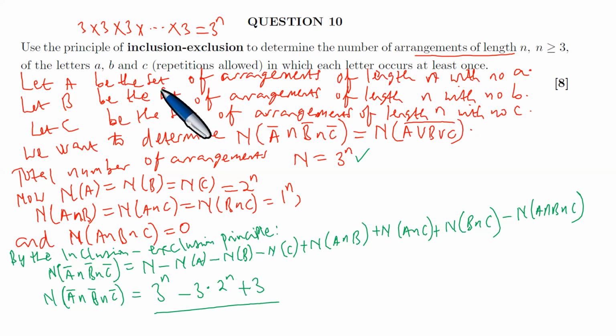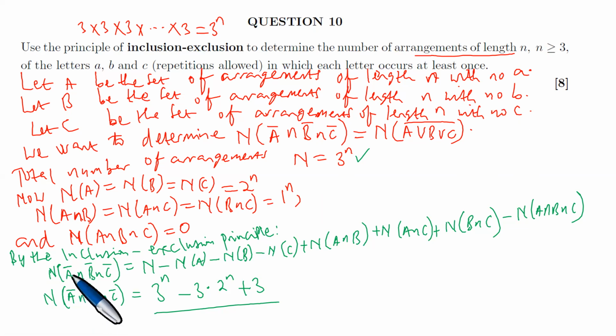Okay, so if each letter occurs at least once, the easiest way is, for example, if you look at the set A and we say let A be the set of arrangements of length n with no A, what will the complement of A be? The complement of A, because set A has no small a, is going to have A.